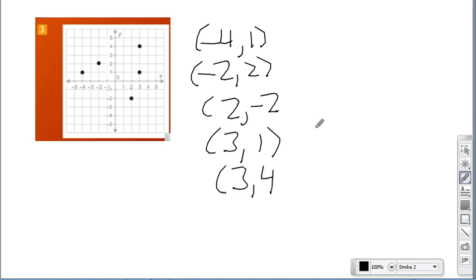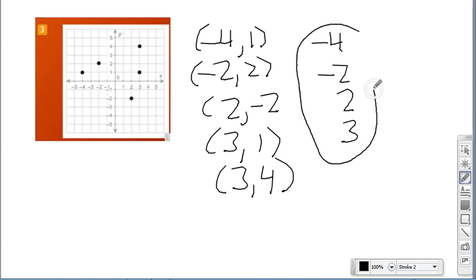Okay, and if we go ahead and list this as an arrow diagram, our inputs would be -4, -2, 2, and 3. Okay, that would be our domain. And then our outputs would be 1, 2, -2, and 4.